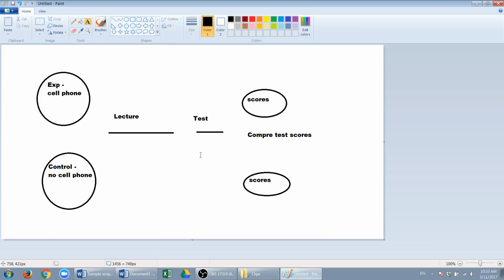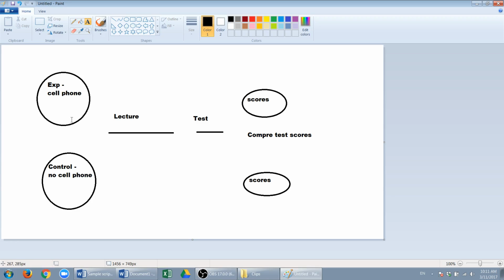So let me give you an example. Suppose we want to see if using a cell phone in a lecture really will distract the students from learning. The most simple design will be experimental group versus control group. In the experimental group, we allow them to use a cell phone, maybe in a subtle way. In the control group, we find a way to tell them to put a cell phone away so they cannot use it. After that, we give a lecture, then a test, and then we compare the scores. This is a simple design, right?